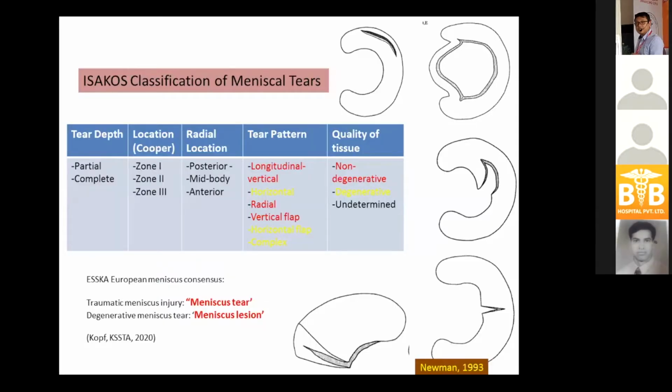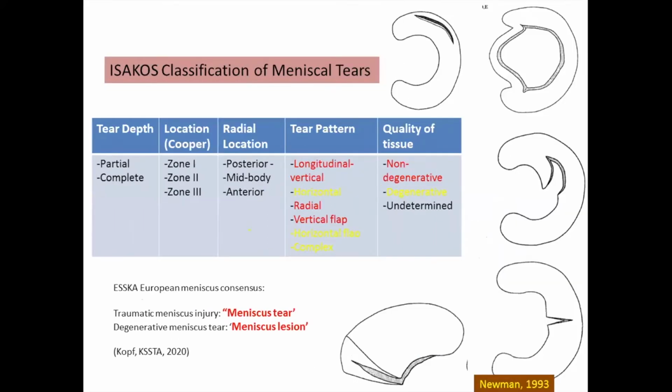The classification: the tears might be located in zone 1, 2, or 3. It might be in the posterior part of the body, mid body, or in the anterior part of the meniscus. And the tear patterns, these are a little bit more important to consider in our talk. These longitudinal, vertical, or horizontal, or radial, vertical flaps, or horizontal flaps. This might be the tear patterns, just as shown in the previous slide. And the quality of tissue is also very important. The tears might be because of non-degenerative injuries, acute injuries, or degenerative injuries, or might be some kind of undetermined type of tears.